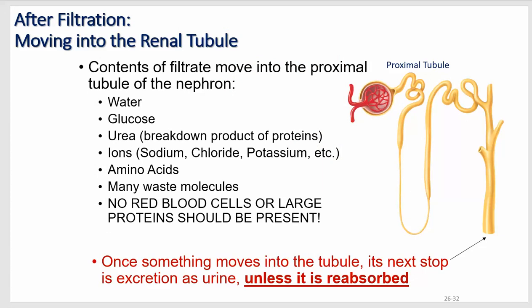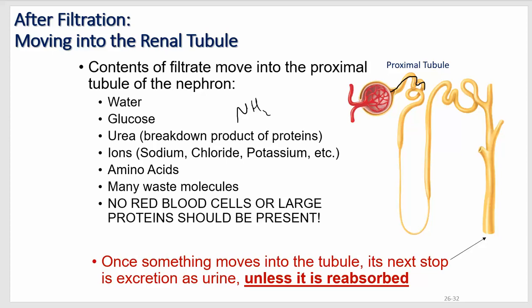So that's our filtration. After filtration, things will move into the proximal convoluted tubule, and then we're going to start seeing some reabsorption, and we're going to talk about those details next. So we're going to see water moving through here. Water gets through there, glucose, urea, which is a breakdown product of proteins. Urea means it's nitrogen. And then ions, amino acids, all of those things. A lot of these things are useful and they need to be reabsorbed.